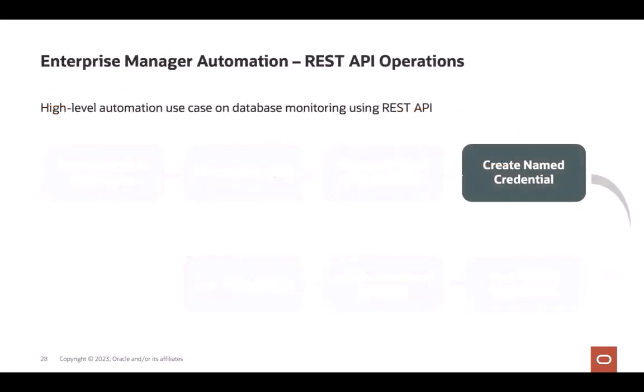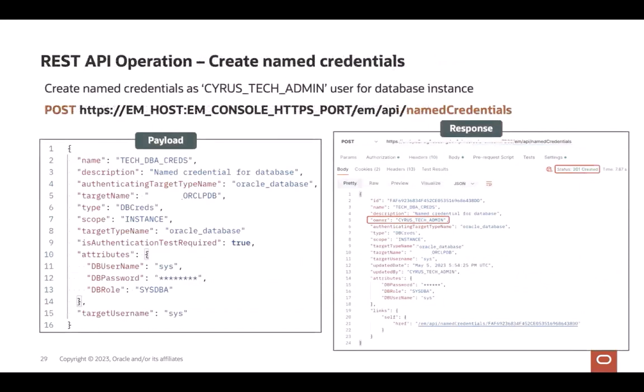So now that we have seen the user creation and granting the roles and privileges to the user, now let's move on to the name credential API, and we will see how to create a new name credential. Here for the name credential, we are going to create an instance-specific name credential for target type Oracle_PDB. We will use the post operation to create the name credential.